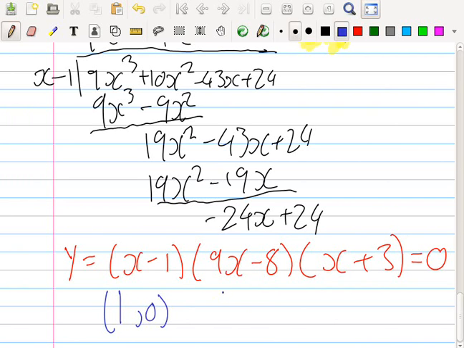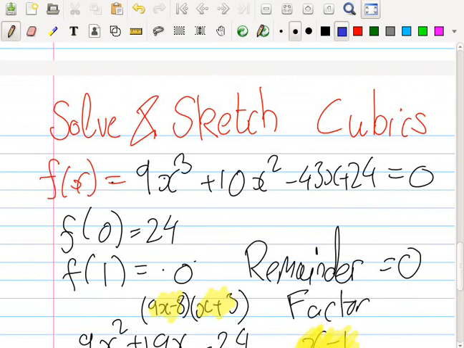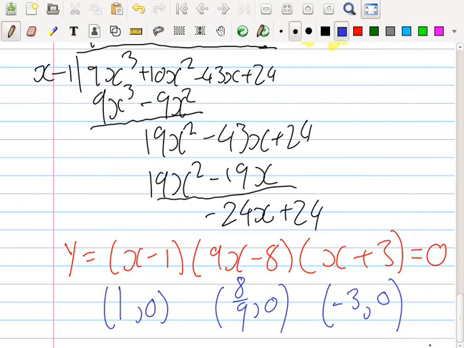Here, what would x be? 8 over 9. And what would y be? 0. And then this factor gives me the answer minus 3 and 0. That's great. But for drawing, we just need one more point. And remember, it's the point I said you get for free. If I go back here and I put x is 0, what do I get for y? 24, yeah. So these are, what are these called? The roots, remember? And then you need one extra point to help you draw this, which is the point 0 and, what did I say, 24.